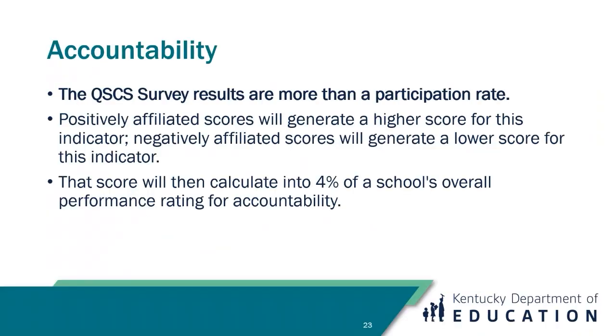A common misconception is that the survey is for participation only, that if students just take the survey, the school automatically gets their 4%. However, survey responses matter. Positively affiliated scores generate a higher score for this indicator, and negatively affiliated scores will generate a lower score for this indicator. The scores then calculate into that 4% weight toward the overall performance rating.